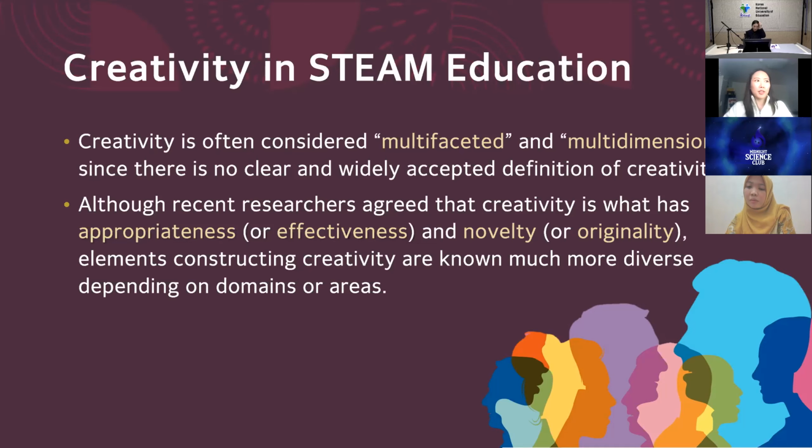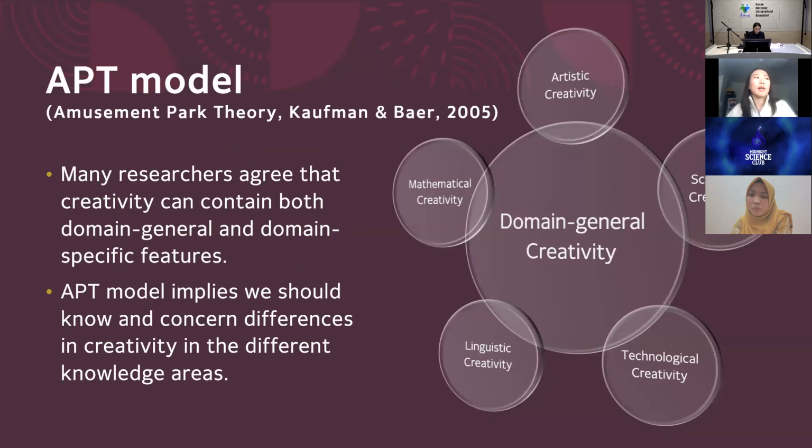Although recent researchers agreed that creativity is what has appropriateness and novelty, the elements constructing creativity are known to be much more diverse depending on domains. So, as we see in the APT model, which is very famous, many researchers agree that creativity can contain both domain general and domain specific features. Domain general features of creativity can be compared to prerequisites to visit an amusement park, such as admission fee or time to spend. And domain specific creativity is like choosing what you would ride.